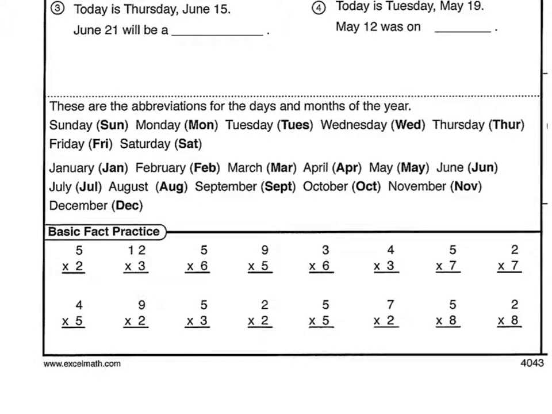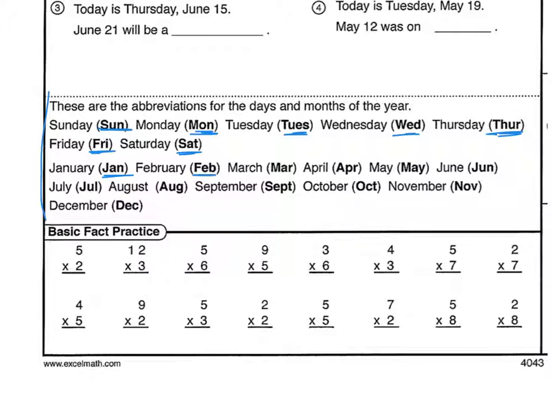All right, given here is some abbreviations for days of the week and months of the year. Sunday is abbreviated SUN. Monday is MON. Tuesday is TUES. Wednesday is abbreviated WED. Thursday is THUR. Friday is FRI. And Saturday is SAT. Here are the abbreviations for the months of the year.